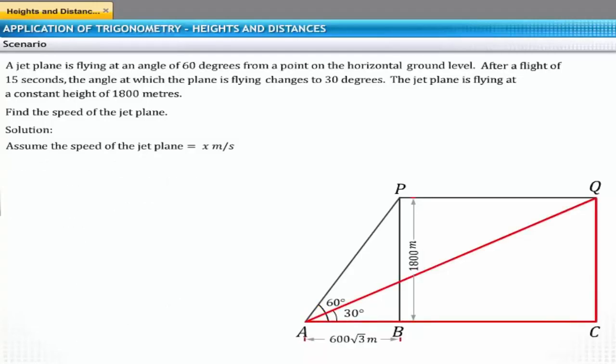Similarly, in triangle ACQ, the angle QAC is equal to 30 degrees. We know that tan 30 degrees is equal to opposite side to 30 degrees divided by adjacent side to 30 degrees, that is QC upon AC. Let's substitute tan 30 degrees as 1 upon square root of 3 and QC as 1800, since QC and PB are equal as the jet plane is moving at a constant height. On simplifying, we get AC is equal to 1800 root 3 meters.